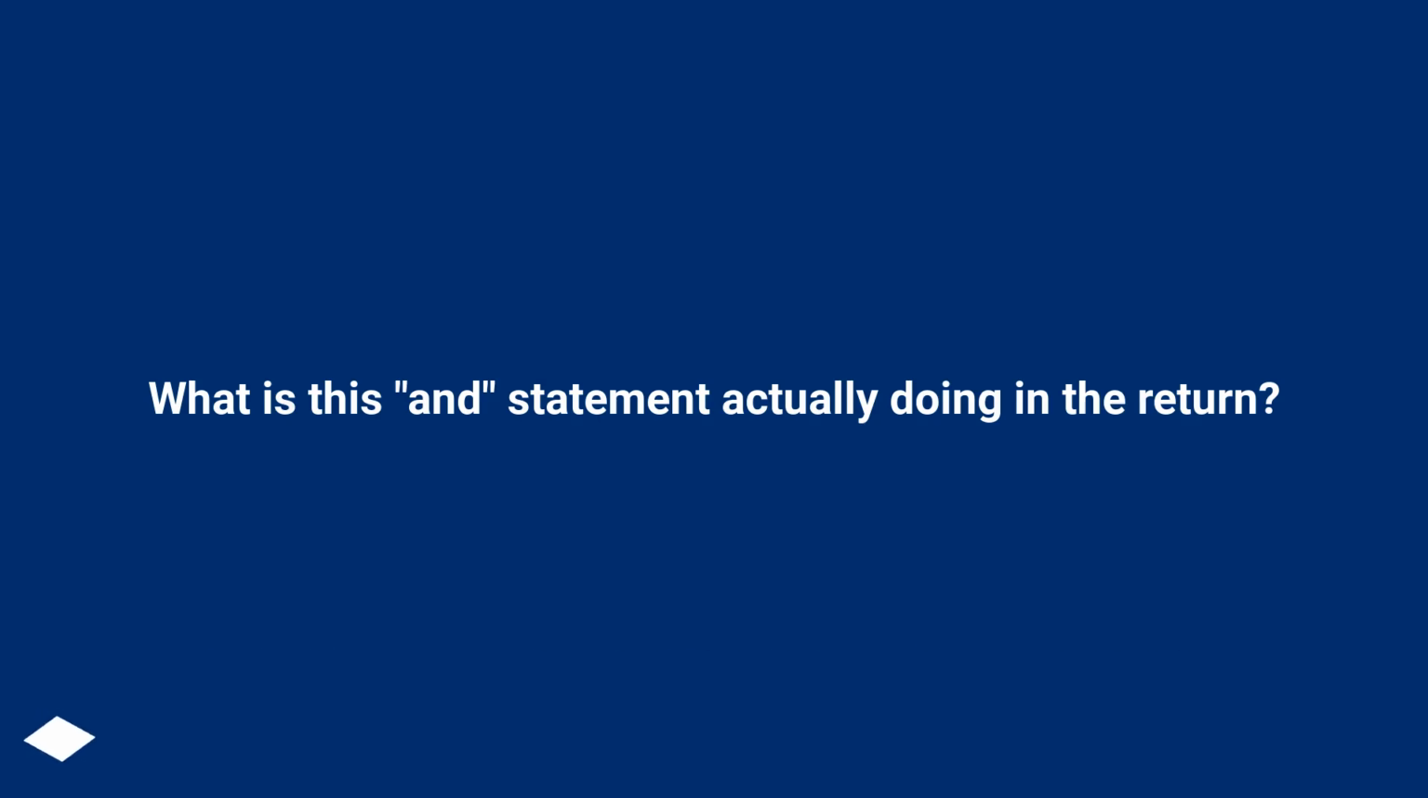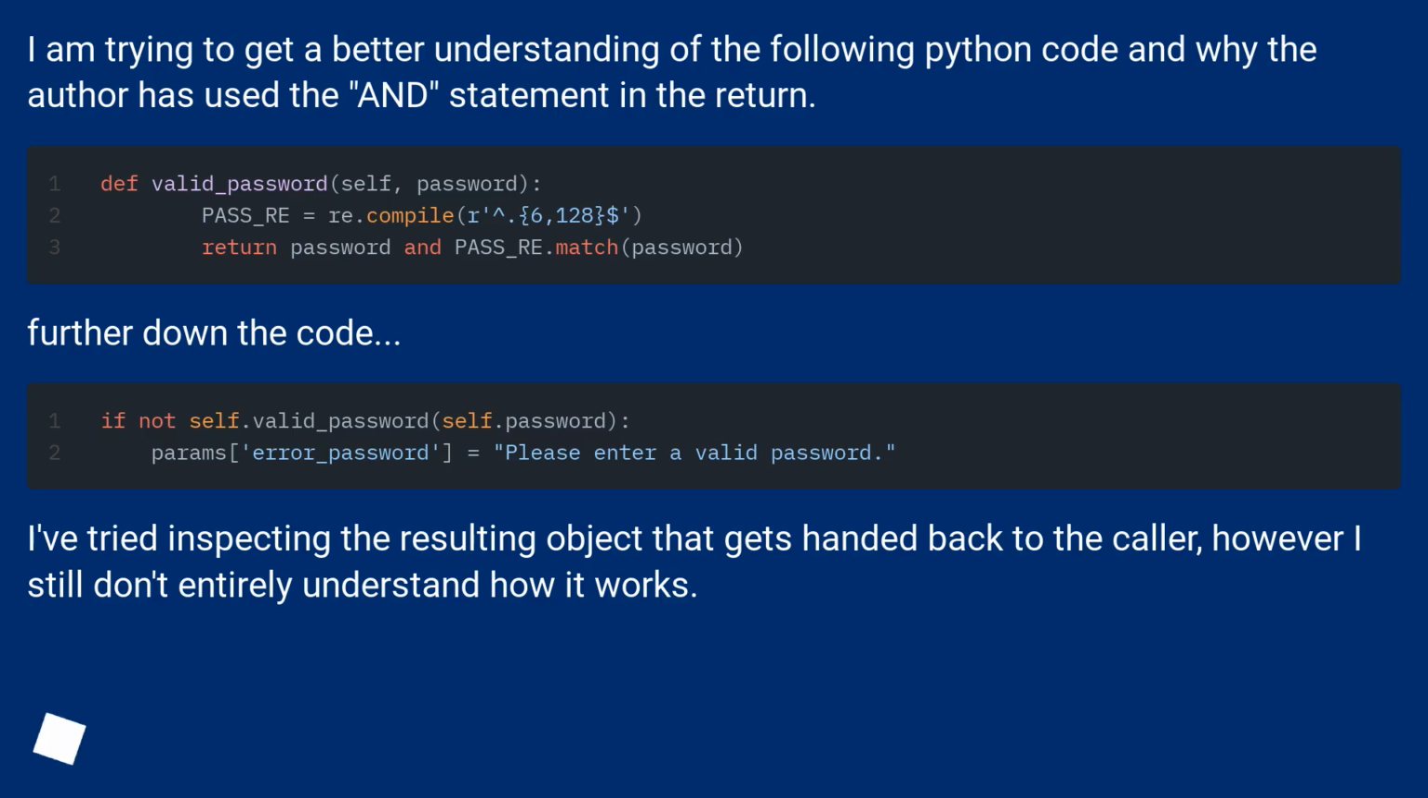What is this in statement actually doing in the return? I am trying to get a better understanding of the following Python code and why the author has used the in statement in the return. Further down the code, I've tried inspecting the resulting object that gets handed back to the caller, however I still don't entirely understand how it works.